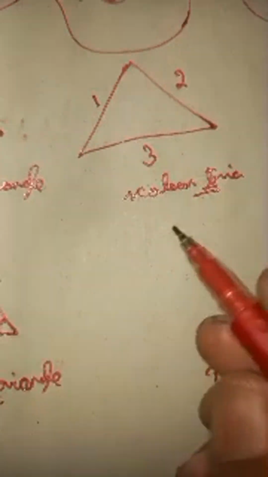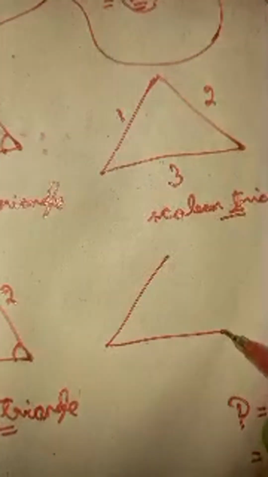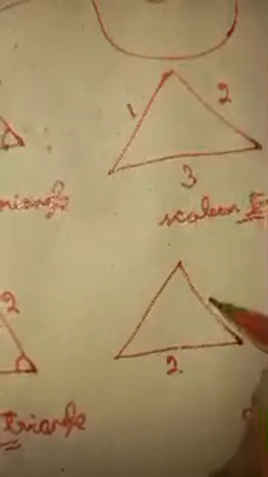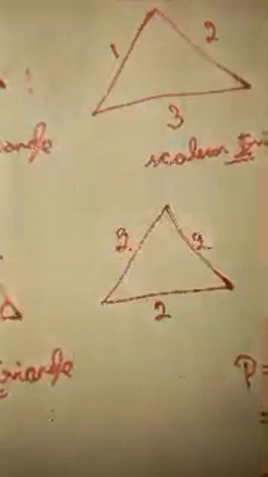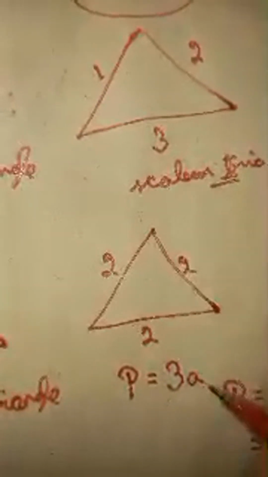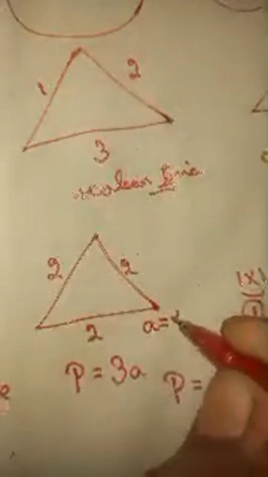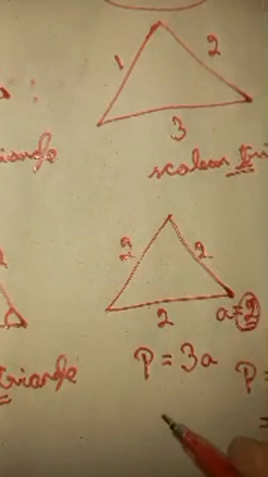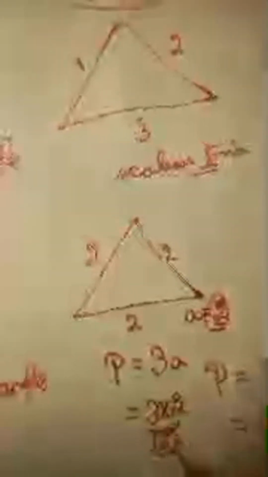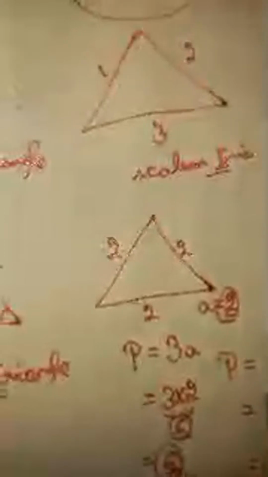Let's find the area and perimeter of another triangle. This is an equilateral triangle. All sides are given as 2 units. Now you can find it out. Perimeter of the triangle is 3 times the side length. Here the side length is 2 units, so it becomes 3 times 2. 3 times 2 is 6. So it is 6 units.